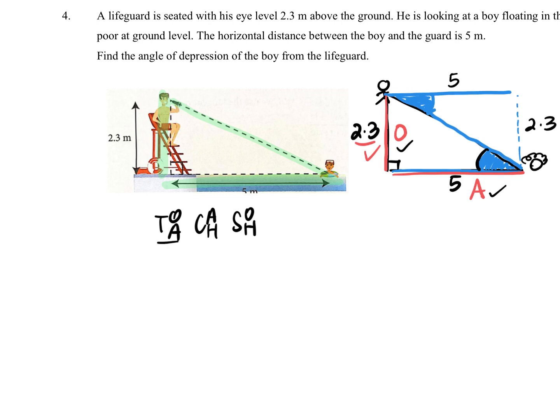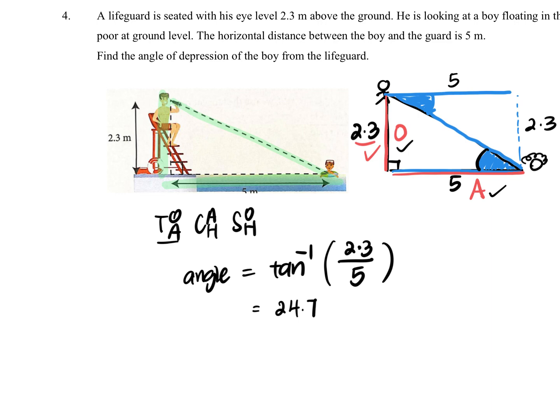Alright, I'm going to find the angle. TOA, so tangent. I'm going to look for the angle. So angle will be equal to tangent inverse, TOA, opposite, which is 2.3, over adjacent, which is 5. Keying this into your calculator, tangent inverse of 2.3 over 5. And then we get our answer 24.702. Round this off, 24.7 degrees, 1 decimal place. Okay, have you gotten your answer?